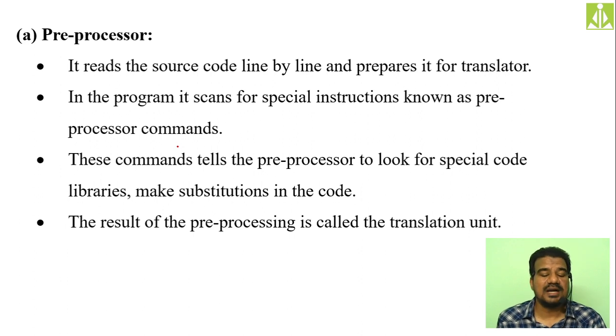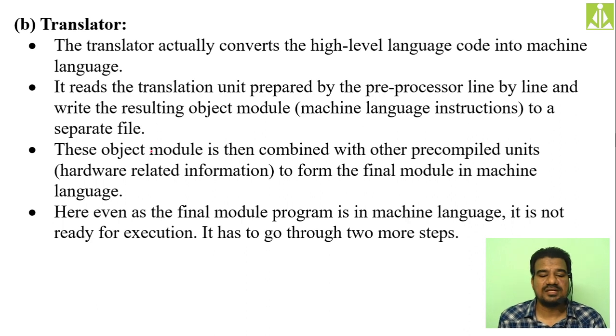Okay, the result of this preprocessor is the translation unit. Whatever output we get from the preprocessor, we call it a translation unit. This translation unit has the program code you have written, and the substituted files with the help of preprocessor commands. So your translation unit will have both things. Okay, so next is the translator. The translator actually converts the high level language code into machine language.